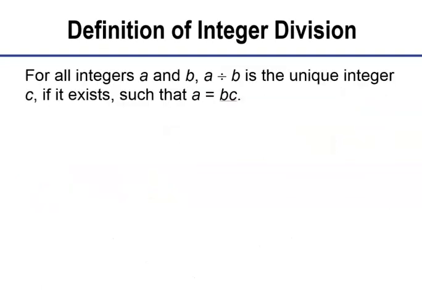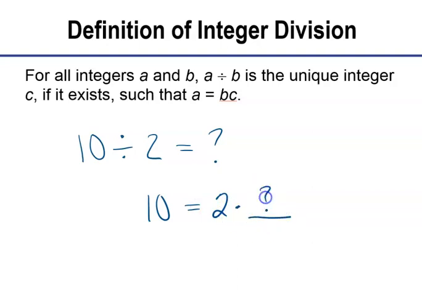Now, what probably is easier to understand: for all integers a and b, a divided by b is a unique integer c, if it exists, such that a is equal to b times c. That's actually what you're really doing. So for instance, let's not deal with negative numbers right now. If we just say that 10 divided by 2 equals what number? Well, what you're really finding is that 10 is equal to 2 times what number?